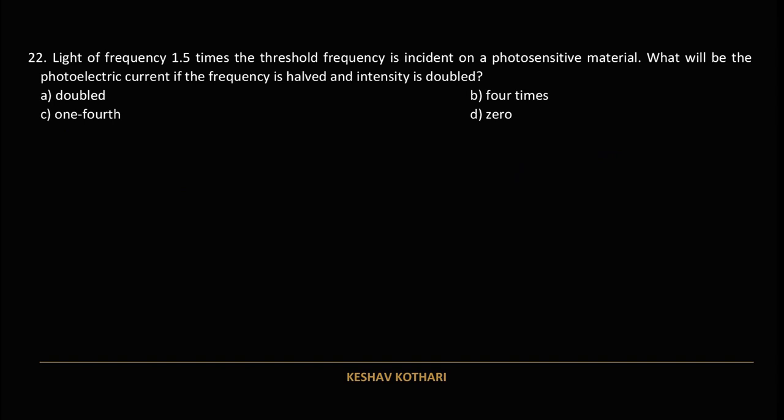Light of frequency 1.5 times the threshold frequency is incident on a photosensitive material. What will be the photoelectric current if the frequency is halved and intensity is doubled? So if we halve the value of frequency, then the energy of incident light will become lesser than the value of work function and no emission of photoelectrons will take place. So no emission of photoelectrons will take place, and hence we say that the answer is 0. So for problem number 22, option D is correct. That is, the answer is 0. Let us move to the next problem.